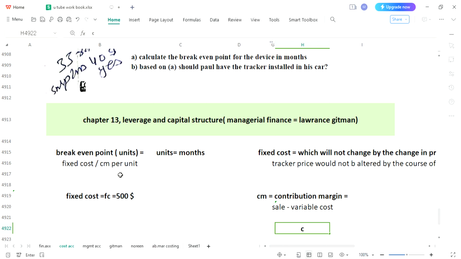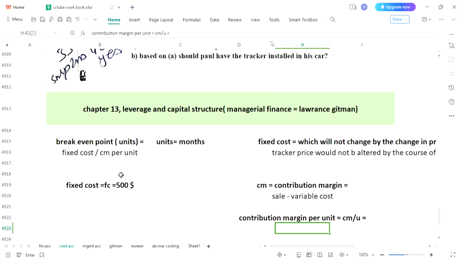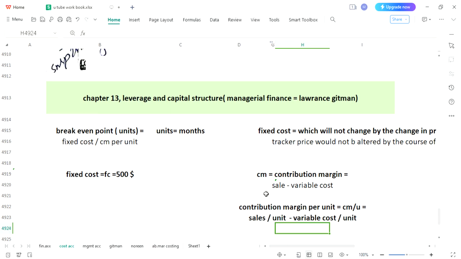So contribution margin per unit is needed. For that, please note it down. Same formula would be used but with a little twist. Sales per unit you will take and then you will subtract variable cost again per unit. In this way you can calculate your contribution margin per unit.